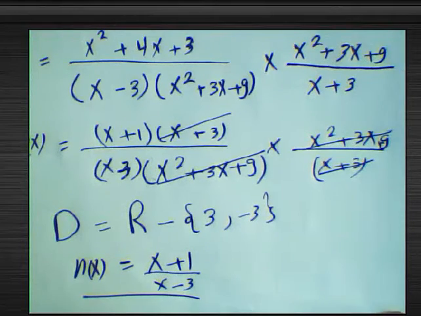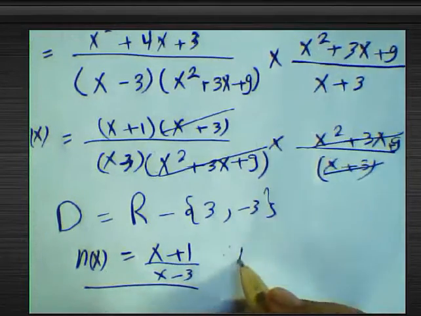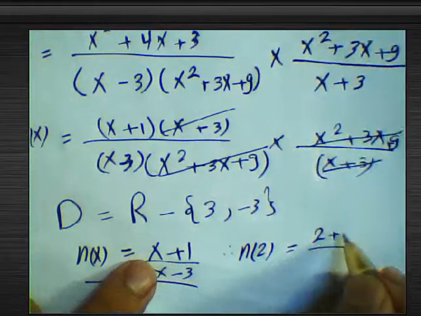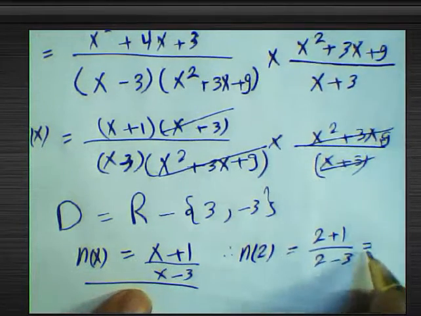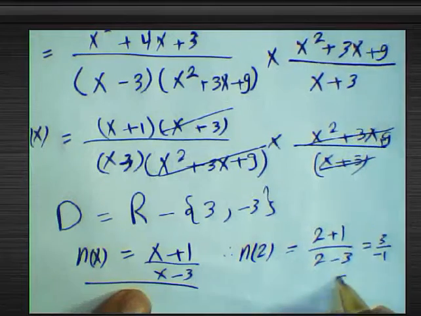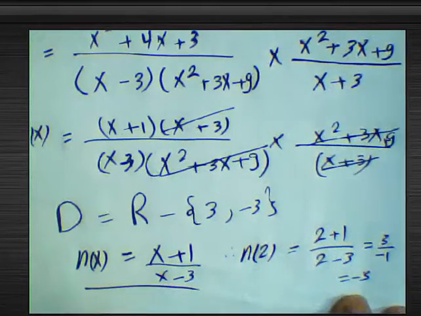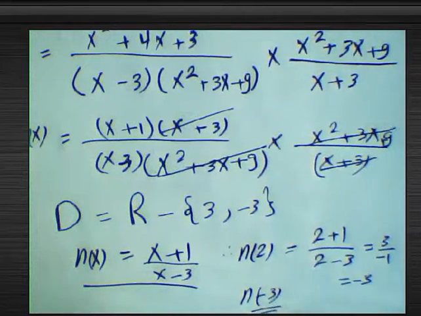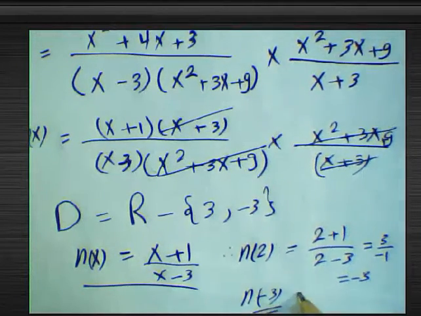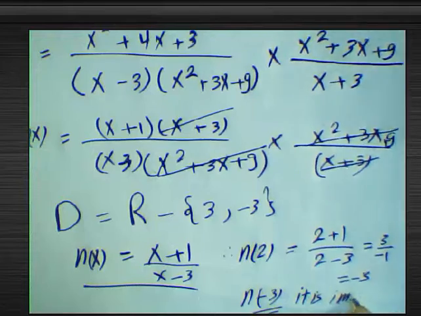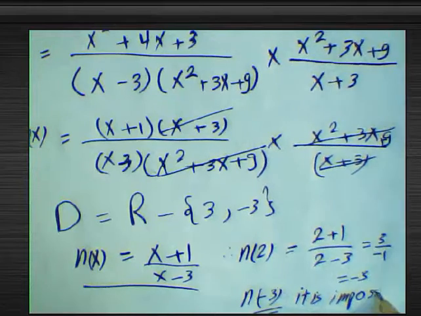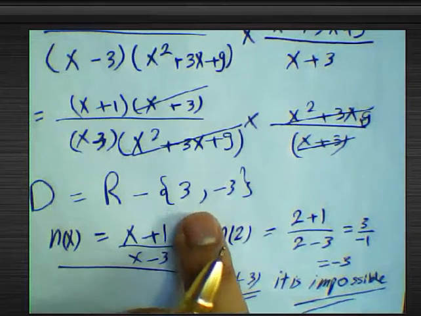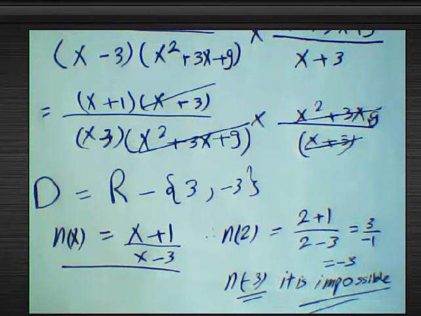And we want to find n of 2. N of 2 equals, we can put 2 here, 2 + 1 over 2 − 3, then the result will be 3 over negative 1, so the result will be negative 3. This is the result of n of 2. And what about n of negative 3? N of negative 3, it is impossible, because negative 3 is not inside the domain.